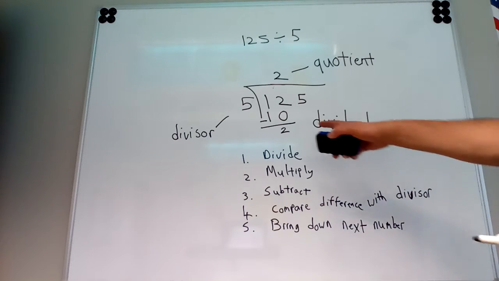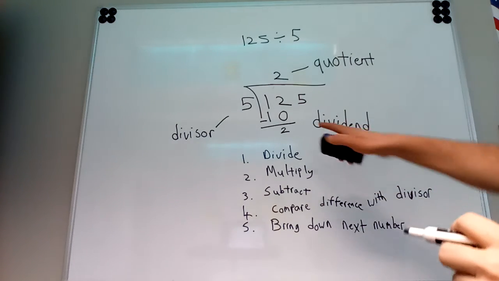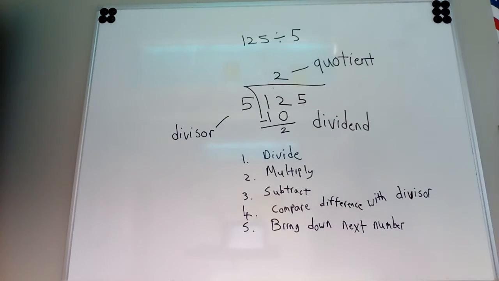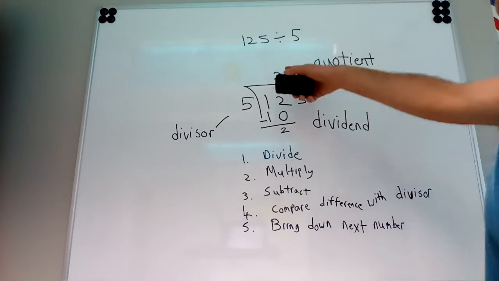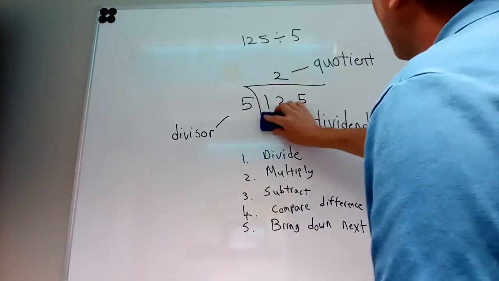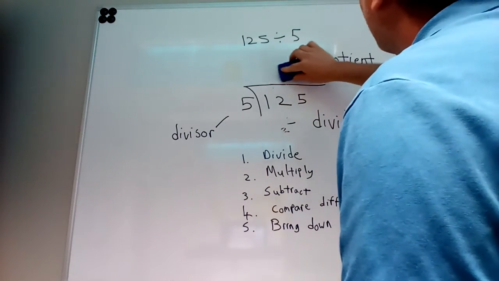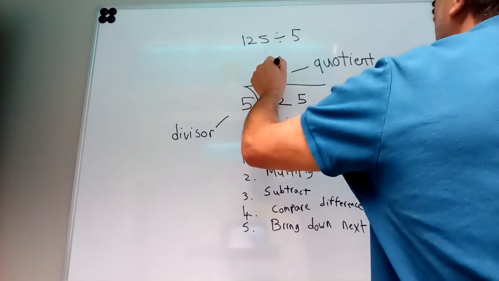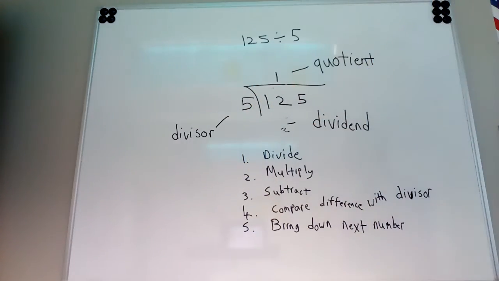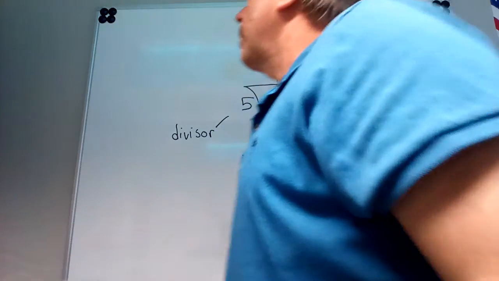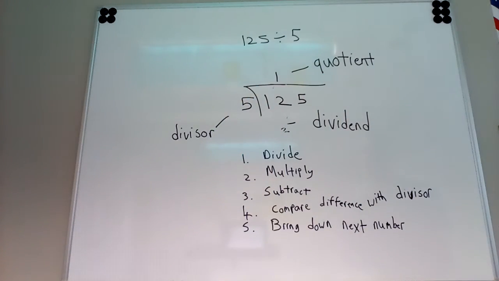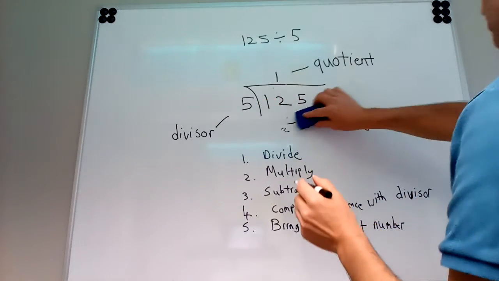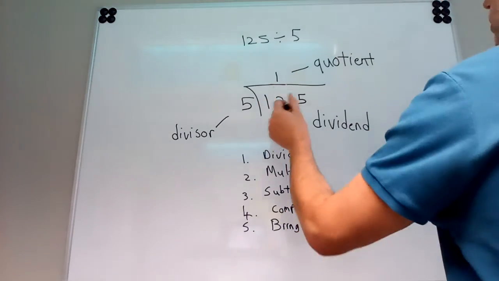Now, I don't have a 0 here like I had before, but it's important that this number is smaller than this number. If this number was bigger than this number, that means I made a mistake here, and I'll show you what would happen. I know I can do it wrong. I'm just going to put a 1 right there in that place. And I'm going to go 1 times 5. 1 times 5 is 5.